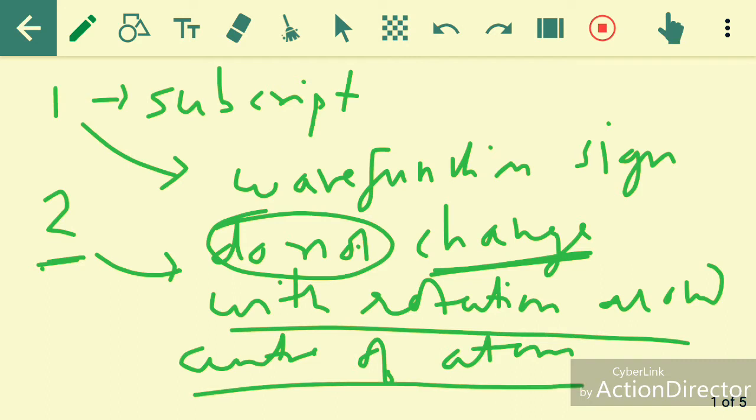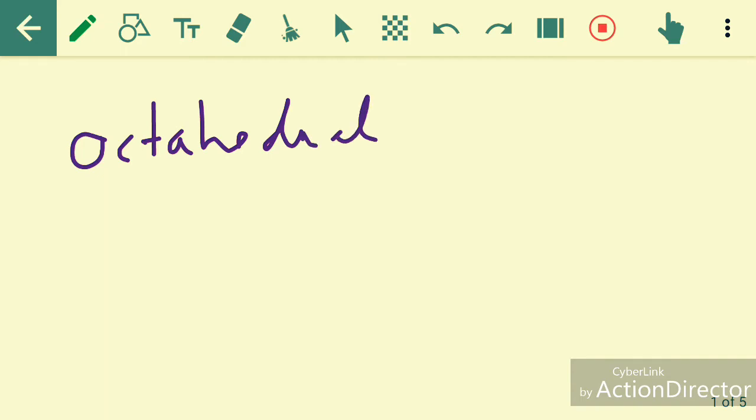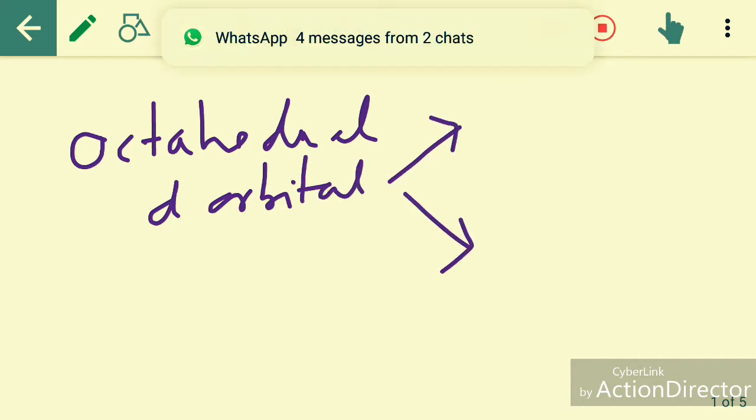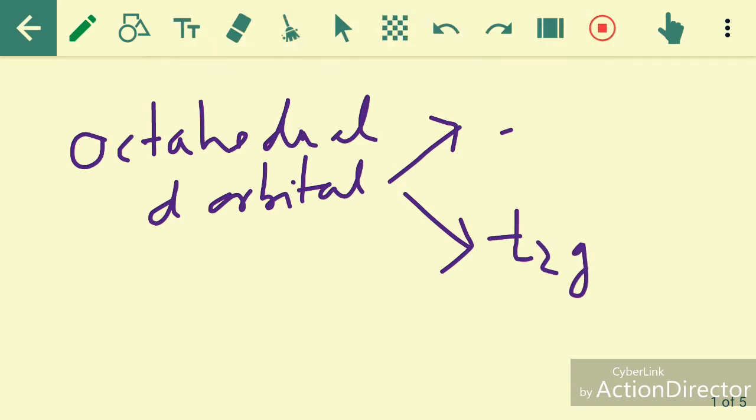Okay, so according to the definitions, we can understand all the symbols. Now we will take some examples to try to understand these symbols. Take the example of an octahedral complex. In an octahedral complex, the d orbitals split into t2g and eg sets.